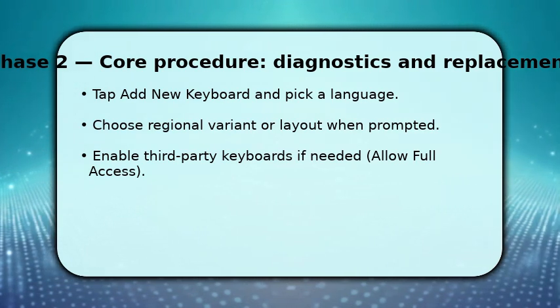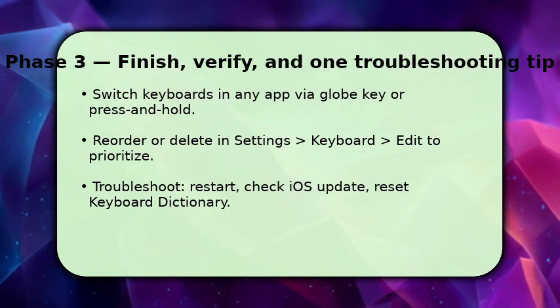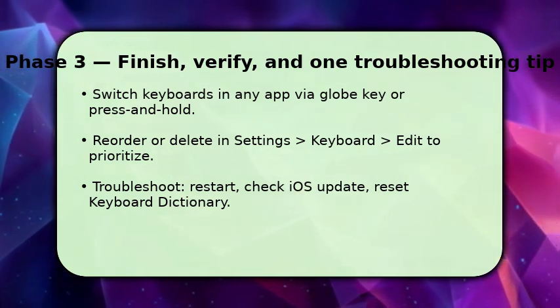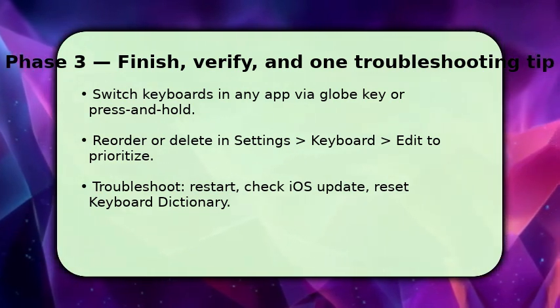To switch keyboards while typing, tap the globe icon or long press it to pick from the list. You can also press and hold for emoji. Back in Settings, you can edit to reorder or delete keyboards so your preferred language appears first.